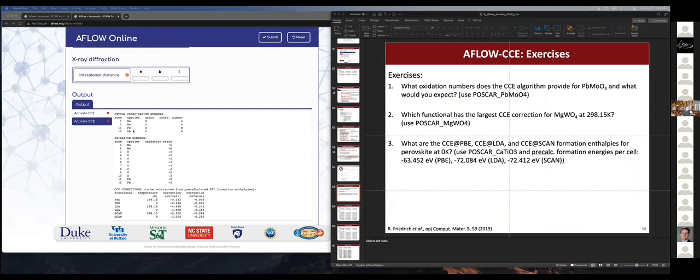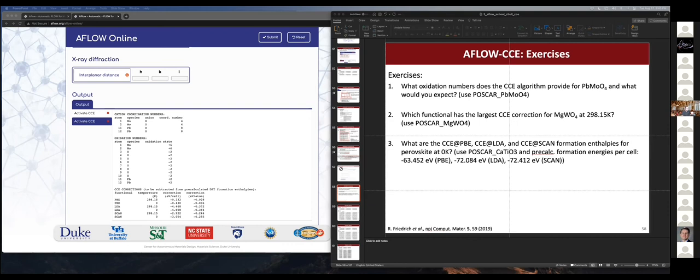Okay, so we see that for lead, we get an oxidation state of +2. For molybdenum, we get an oxidation state of +6. And for oxygen, we get -2. Oxygen makes sense. But what about the difference between molybdenum and lead? Well, the point here is that molybdenum has a lower electronegativity than lead, and so you expect it to have a higher oxidation state. And so this is giving some insight into how the algorithm is making decisions about which oxidation state it's going to assign to which species.